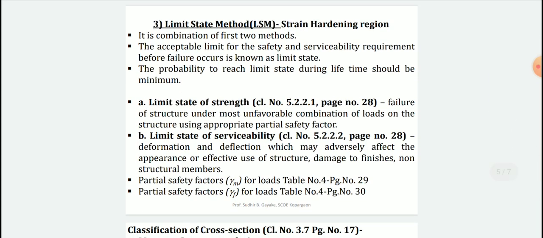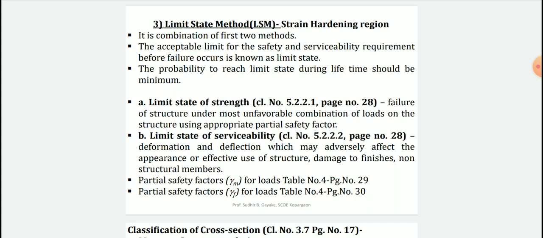It is called the limit state method, and this is based on the third portion of your stress strain diagram, that is the strain hardening region. So here partial safety factors are usually utilized for calculating maximum loads as well as calculating your design strength. So this method is a combination of the first two, that is the ultimate load method and the working stress method. The acceptable limit of safety and serviceability requirement before failure occurs is known as limit state. So the probability of reaching the limit state during the lifetime should be minimum.